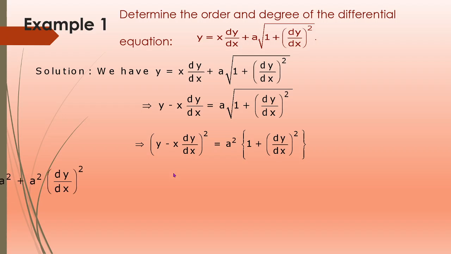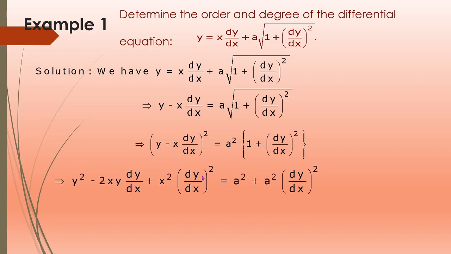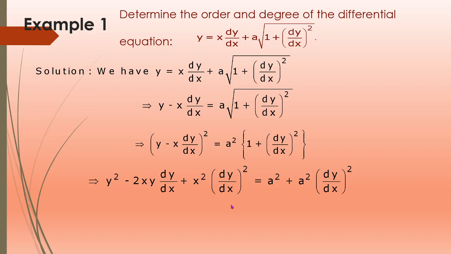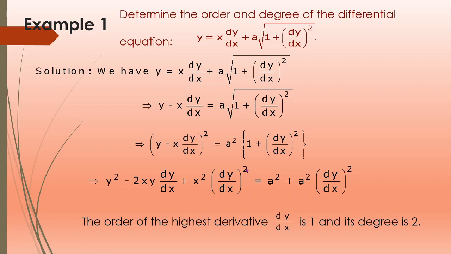Right. So therefore the order of the derivative over here is nothing but 1, whereas the power of the first order derivative term is nothing but 2, right? Whereas here it is 1, so we will take the highest of them, that is 2. Therefore, the order of the differential equation is 1 and the degree is 2.